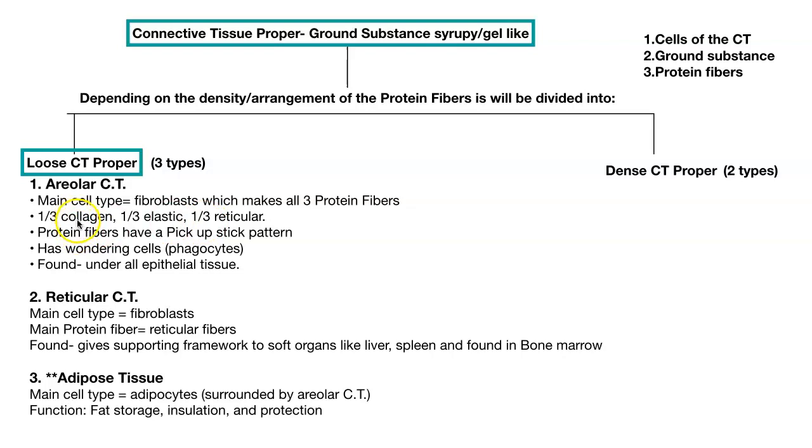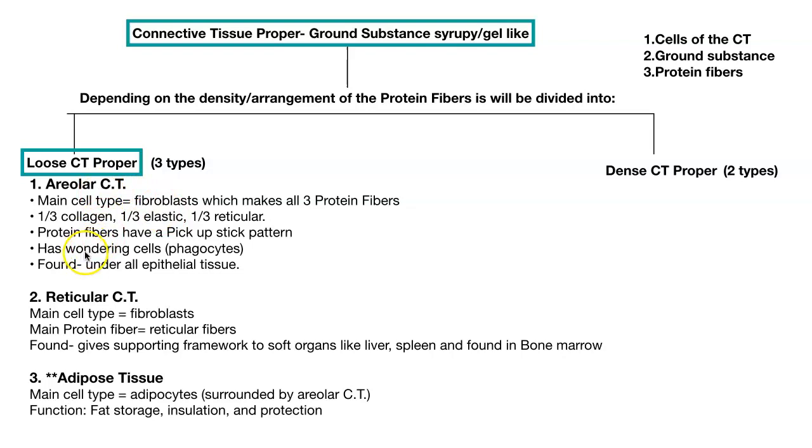One third are going to be collagen, one third of the protein fibers are going to be elastic, and one third are going to be reticular protein fibers. These protein fibers are loosely arranged and have a pick-up stick pattern. If you've ever played that game, pick-up sticks, and you drop the sticks, that's what this looks like.